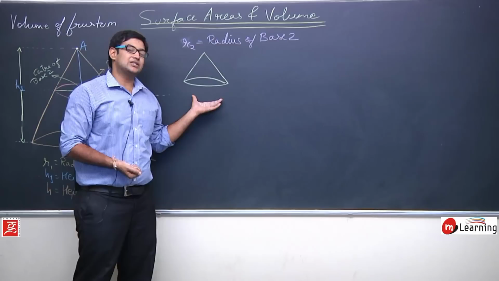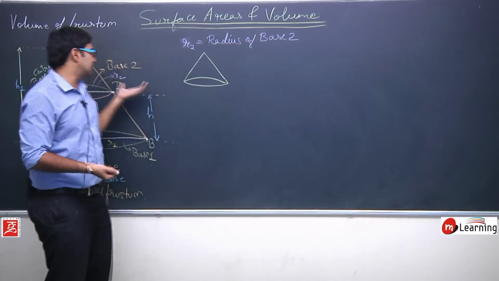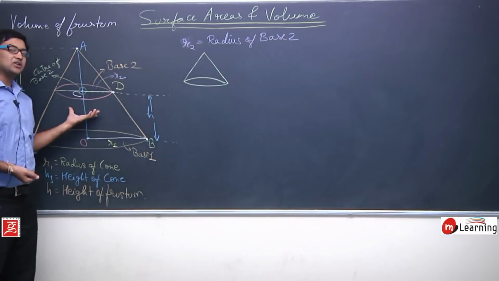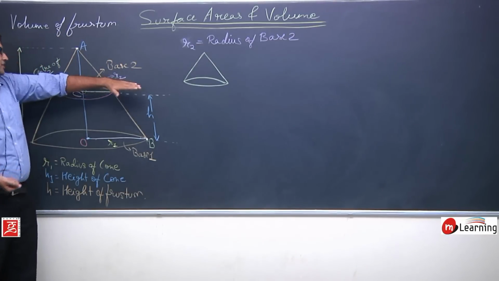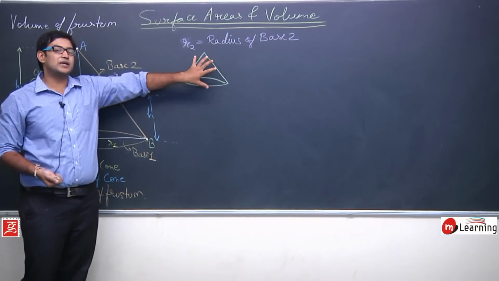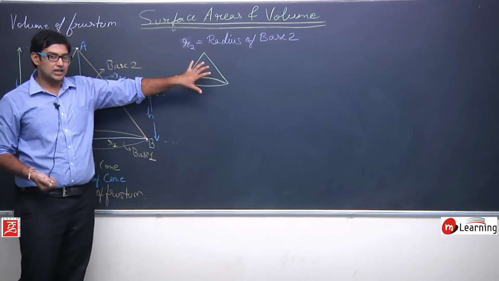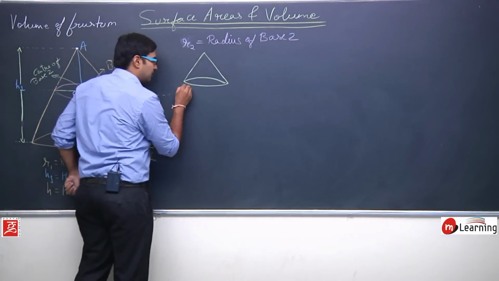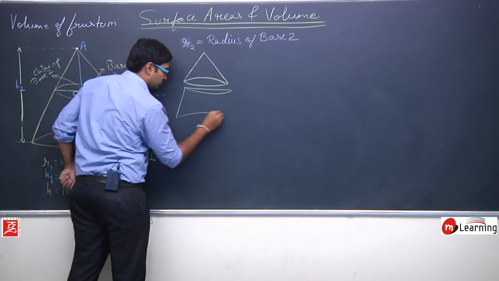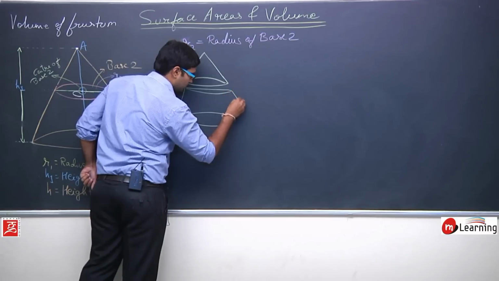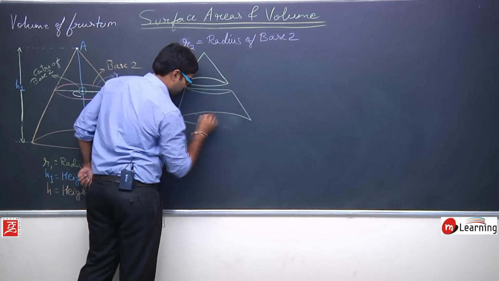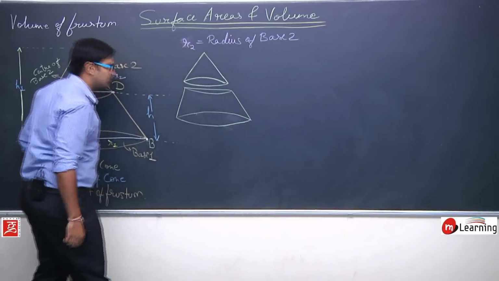Okay, and how does this upper part look like? This upper part looks like a right circular cone, because it is cut from this bigger right circular cone, and since the plane of cut is parallel to the base, that's why this cone will also be a right circular cone. Okay, and the bottom of this cone will become like this. So this is the bottom of the cone.